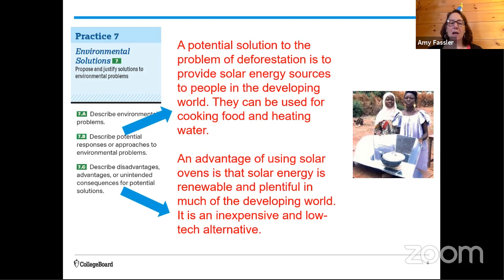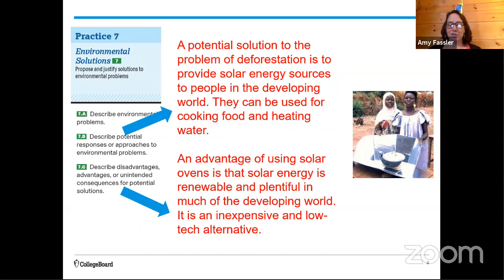So if we stick with our loss of biodiversity because of deforestation, a potential solution to that problem may be to provide solar energy devices to people in the developing world. They can be used for cooking and heating water. So I've listed the relevant characteristics of my approach.